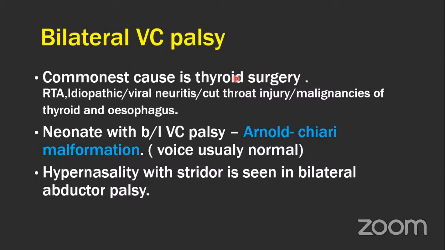Okay. In a bilateral vocal cord palsy, you usually get dyspnea and stridor. Okay, so what will be the treatment for that? The commonest cause of a bilateral vocal cord palsy is thyroid surgery, and also remember the Arnold-Chiari malformations.